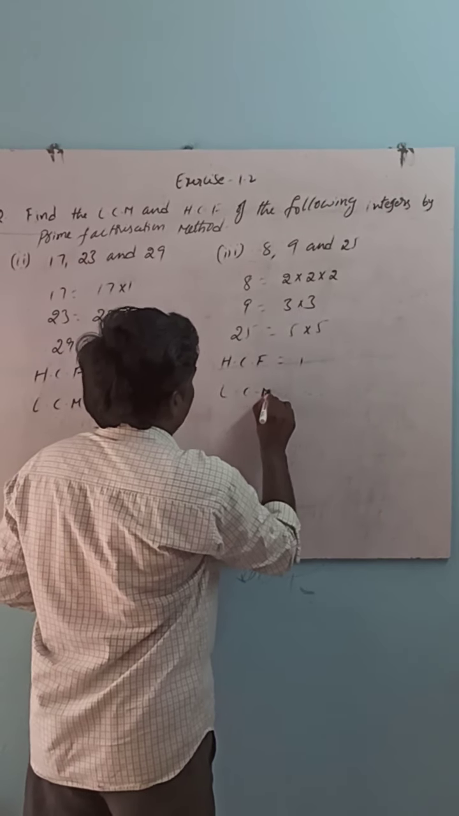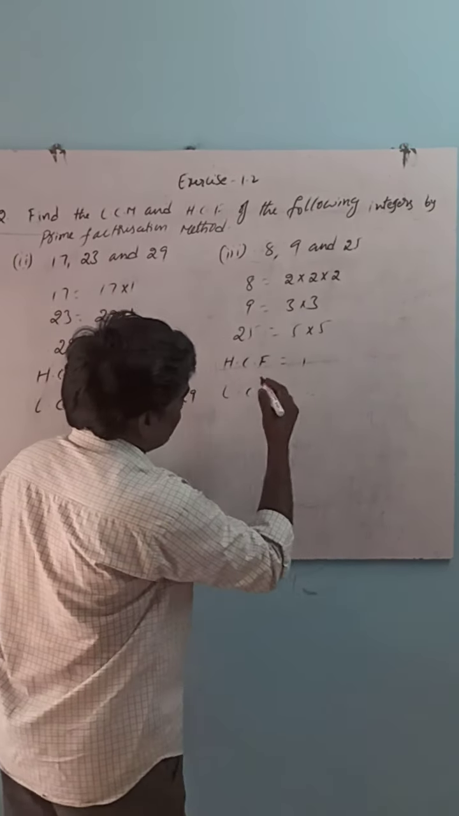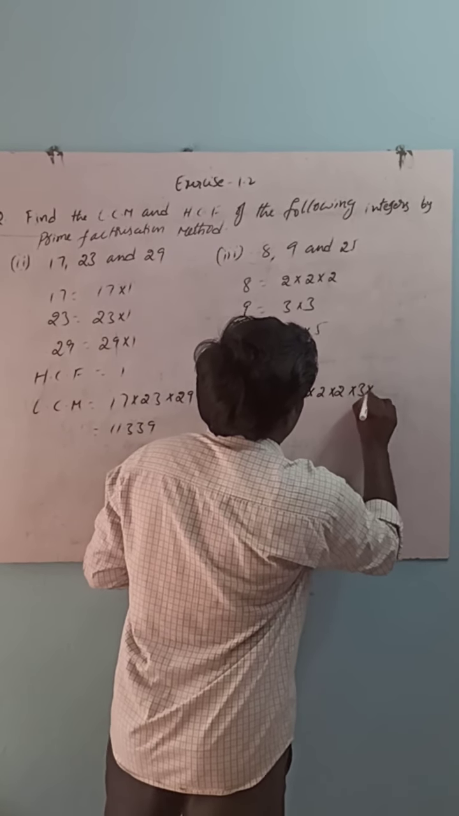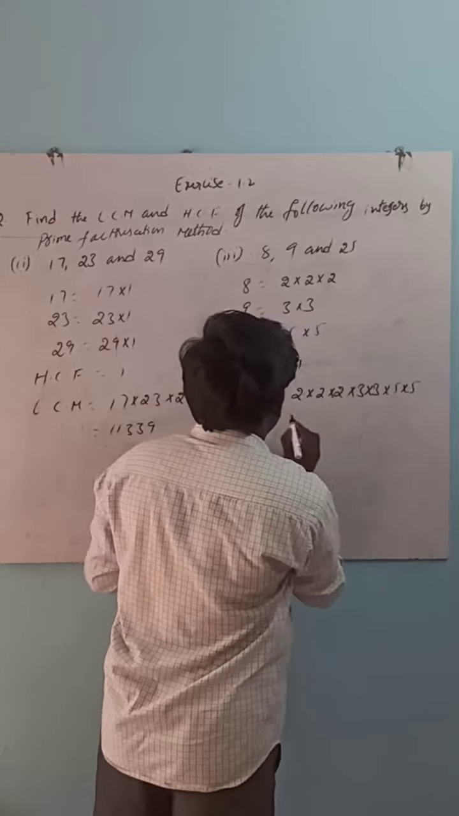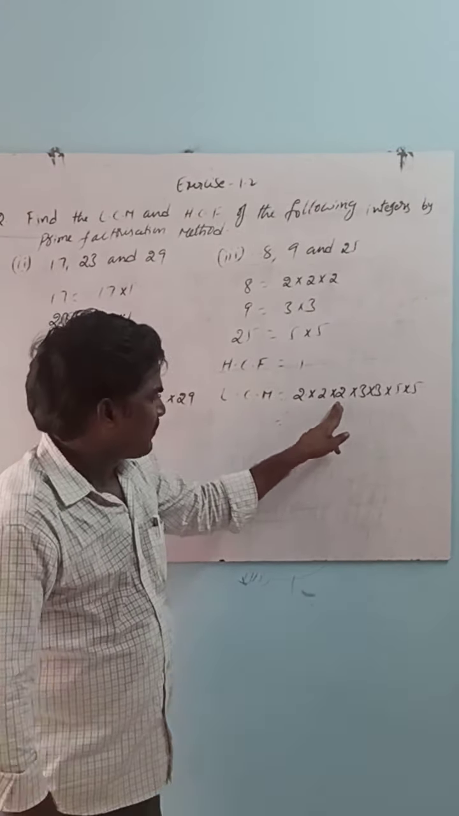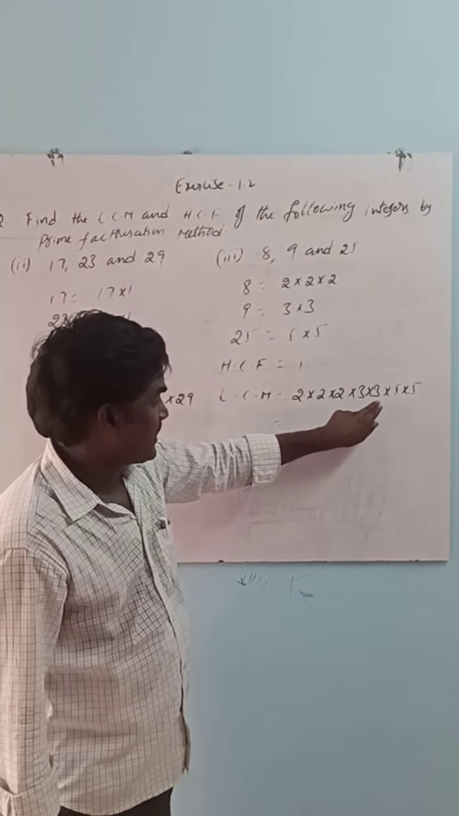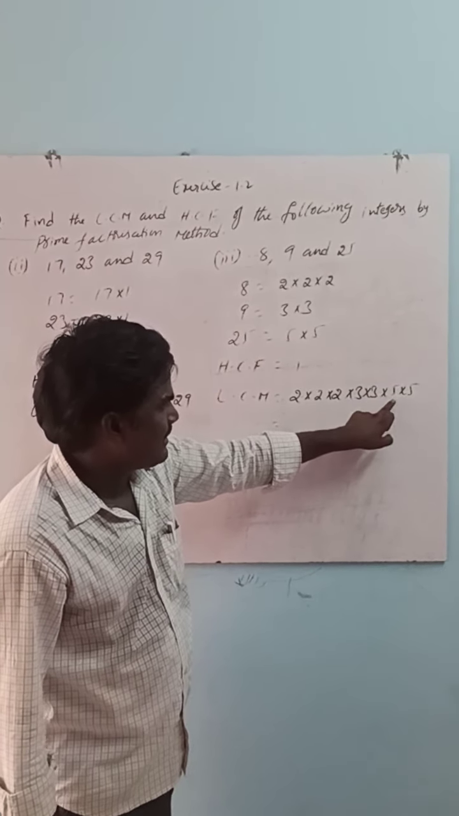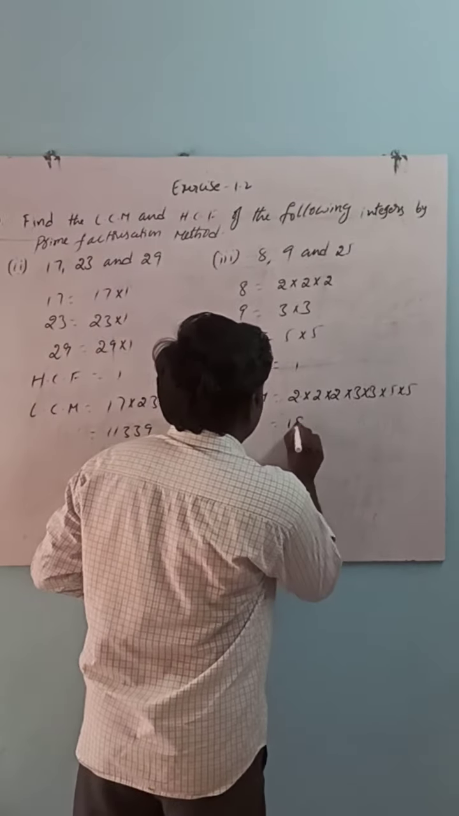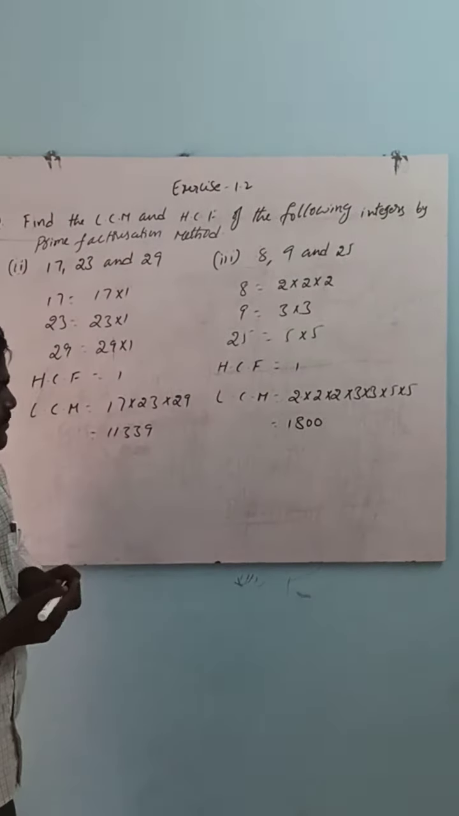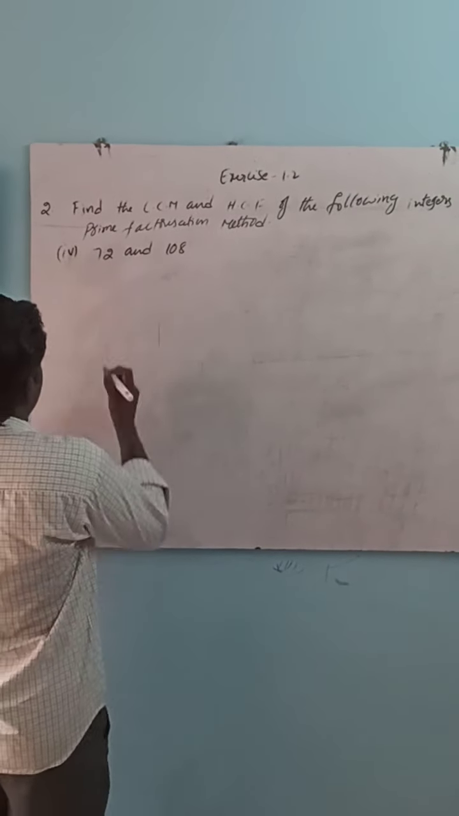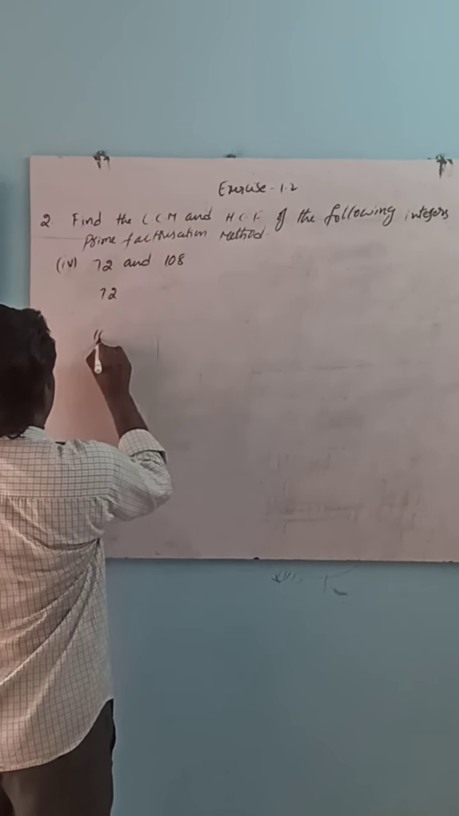Okay, next, LCM is the product of all factors, the highest multiple of all factors, that is 2 into 2 into 2 into 3 into 3 into 5 into 5. Okay, so 2 2s are 4, 4 2s are 8, 8 3s are 24, 24 3s are 72, 72 5s are 360, 360 5s are 1800. Okay, so the LCM is 1800.